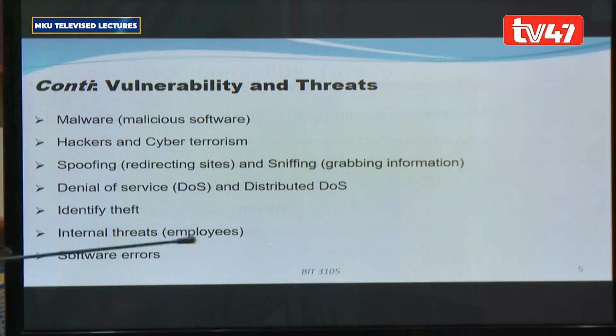The next form of vulnerability is malware. Malware is technical. It's about malicious software, like a virus, that could attack your system and damage your data. So we need to be careful, and we shall be talking of countermeasures for each of these. The next one is hackers.